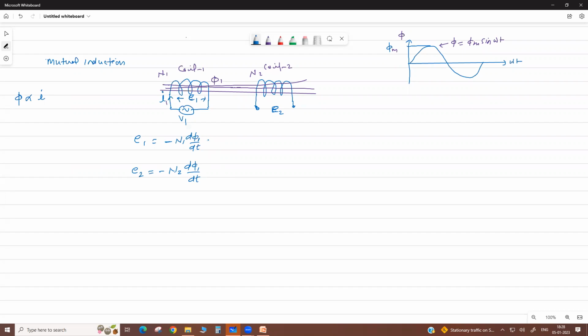So this is the self-induced EMF induced in the primary, and this is the mutually induced EMF.